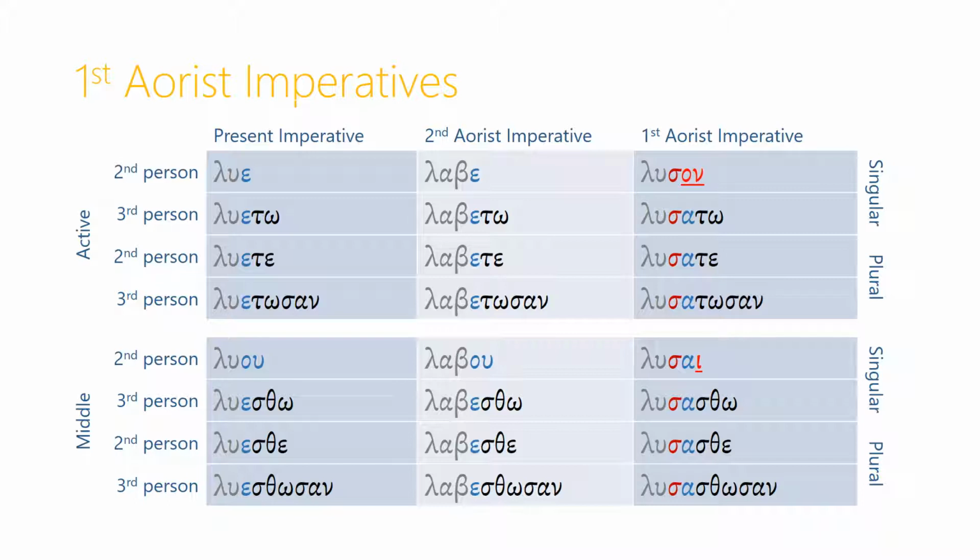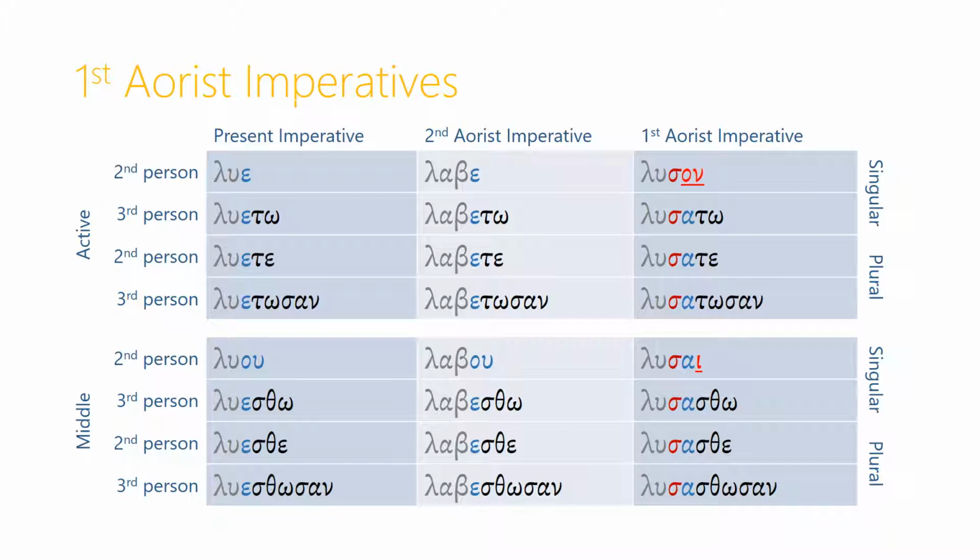There are two places where the first aorist imperative is irregular, though, and it's both of the second person singular forms. Again, probably because these were very commonly used, and the more commonly used something gets, the more it gets knocked around and becomes irregular. So the first aorist imperative of luo in the second person singular is luson. Instead of something like luce, we have luson.